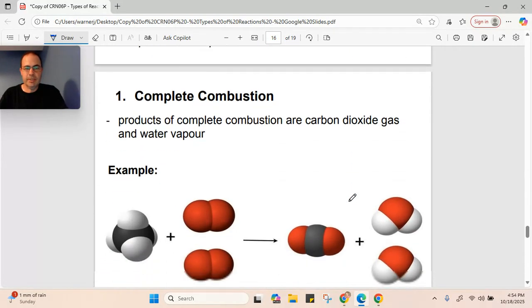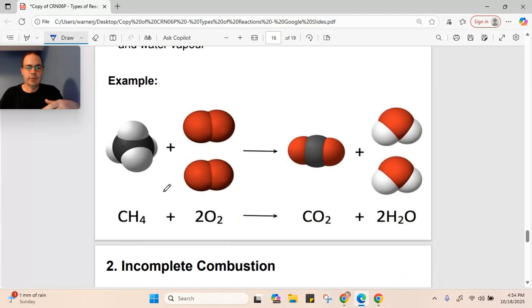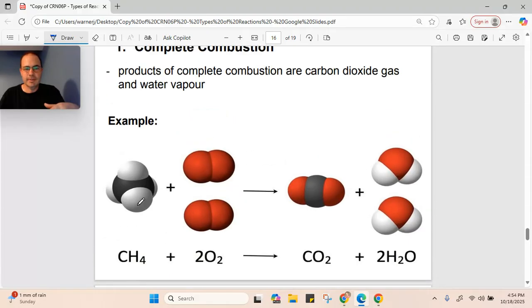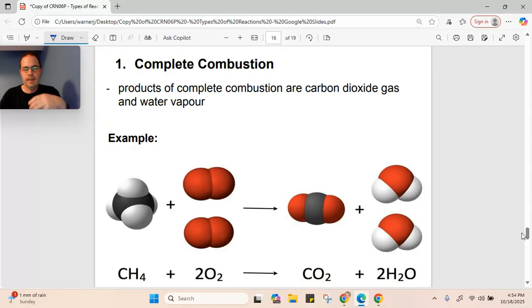All right, so complete combustion. Products of complete combustion are carbon dioxide gas and water vapor when we're dealing with a hydrocarbon. So here our hydrocarbon for this example is methane, CH4, and it will react with oxygen gas to produce carbon dioxide and water, right? And this one's balanced, that's why you see it. There's some nice pictures there. But key with complete combustion of a hydrocarbon, two products, CO2 and H2O.